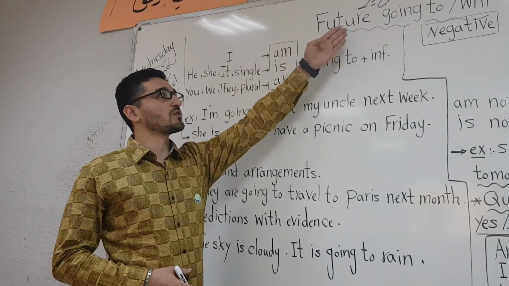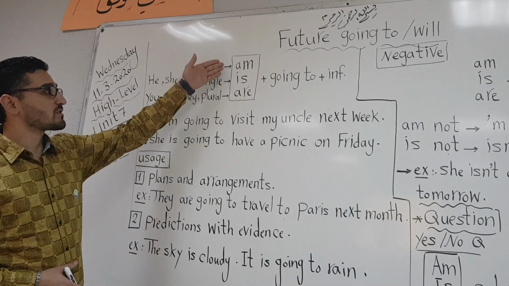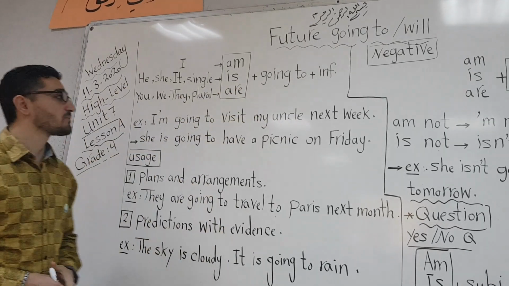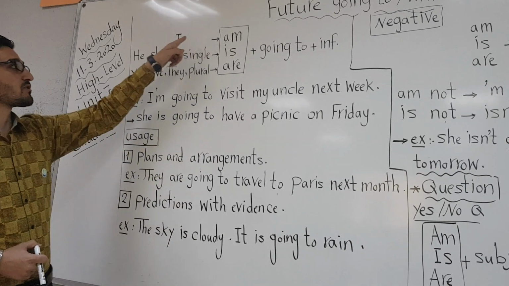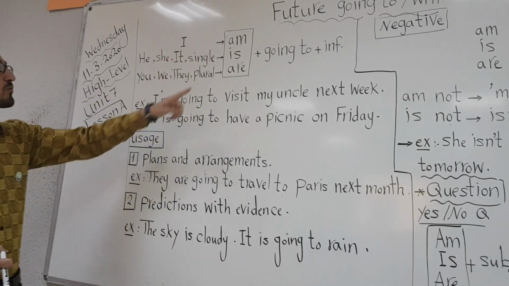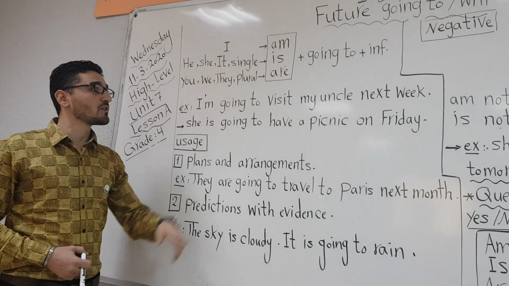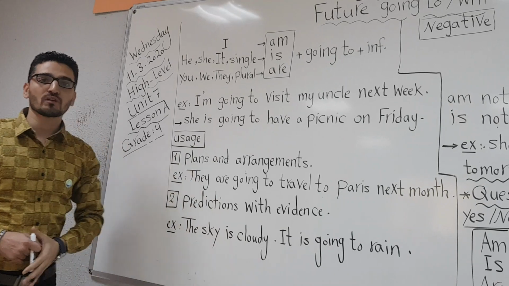For future, we use be, going to, or will. Here we use am, is, are plus going to plus the verb in infinitive to express the future. We use am, as we know, with the pronoun I. We use is with he, she, it, or singular noun. We use are with you, we, they, or plural noun.